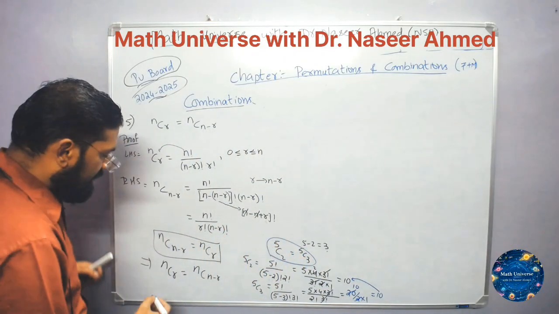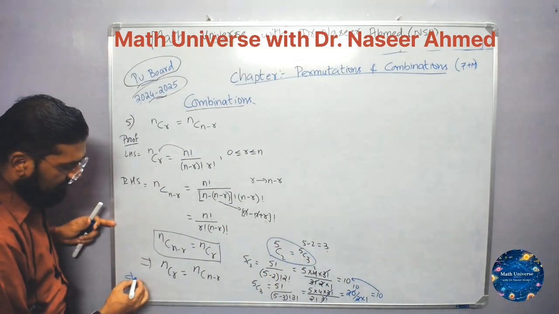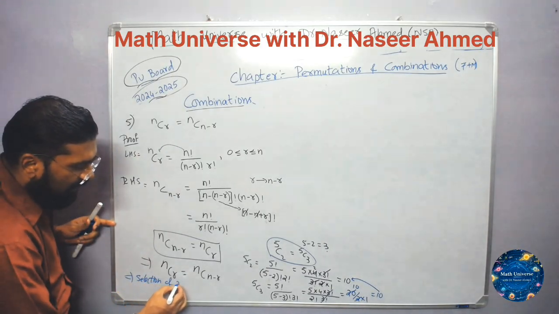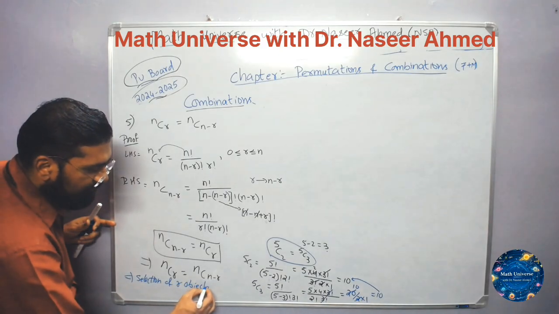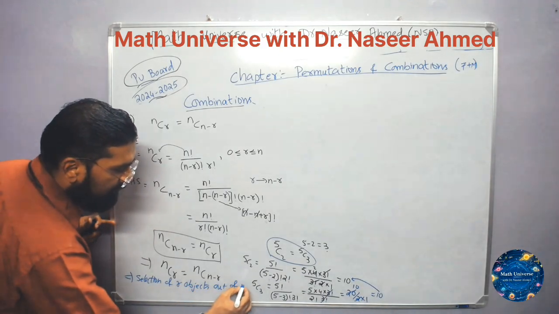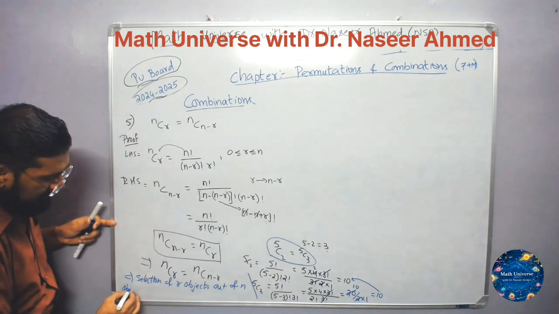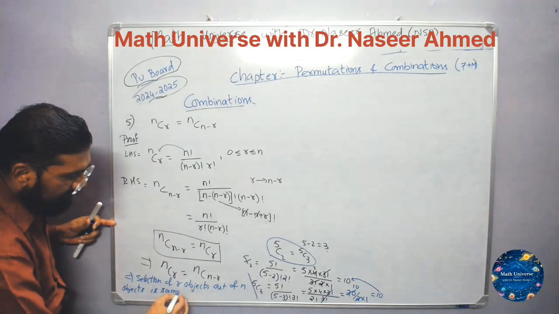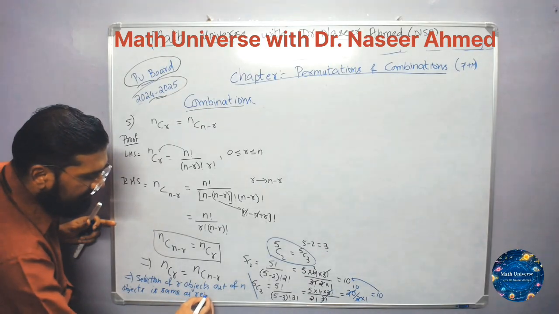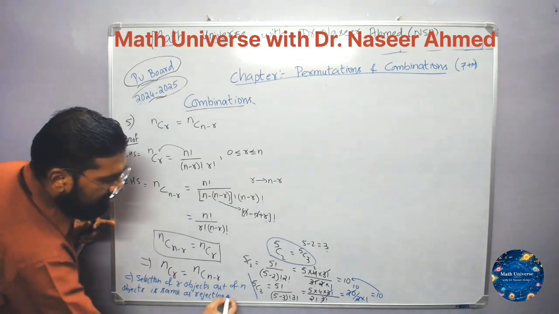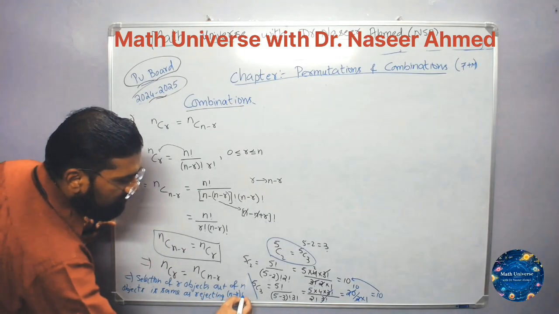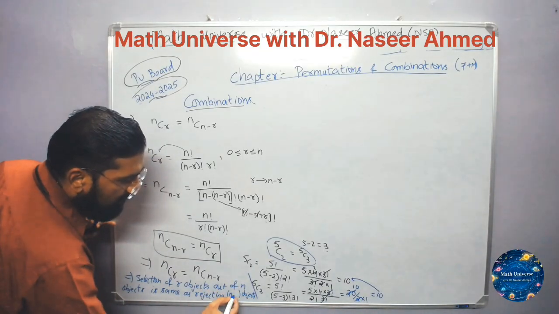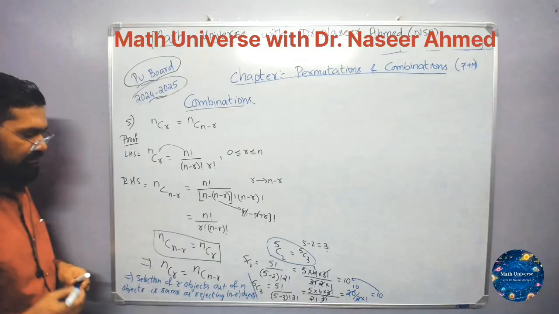So let's comment here. This says that selection of r objects out of n objects is the same as rejecting n minus r objects.